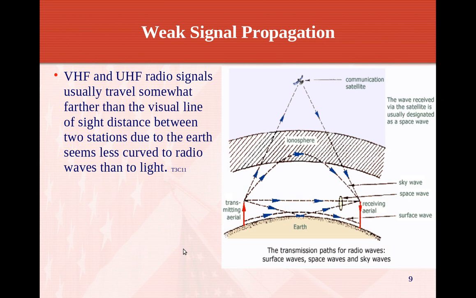VHF and UHF radio signals usually travel somewhat farther than a visual line of sight distance between two stations, due to the Earth seeming less curved to radio waves than light. So VHF tends to hug the Earth a little bit and goes over the curvature of the Earth. UHF tends to go straight through. And this is transmission paths for radio waves: surface waves, space waves, and sky waves, which I covered in the previous slide.